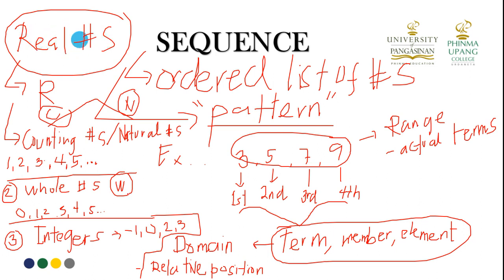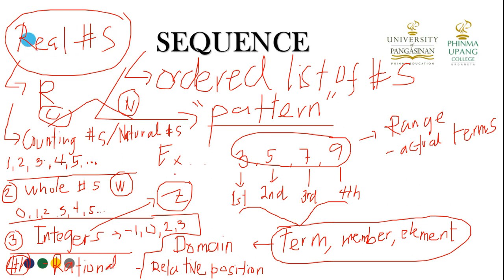Did you get it? Yes po. All right. How about the last one? The fourth type of numbers is what we call the rational. And aside from that, the symbol for integers is Z. And rational is the fourth one. So what is rational? What are the rational numbers?